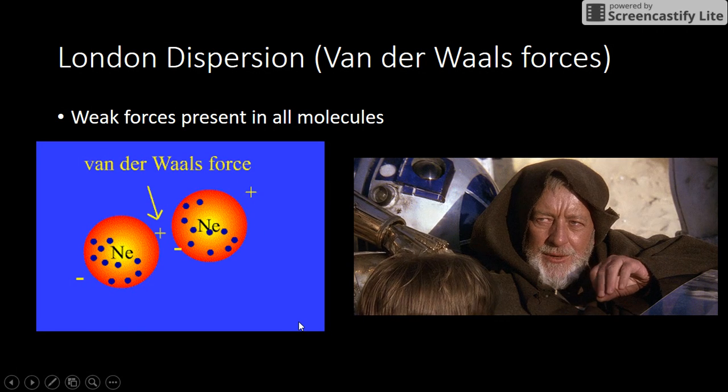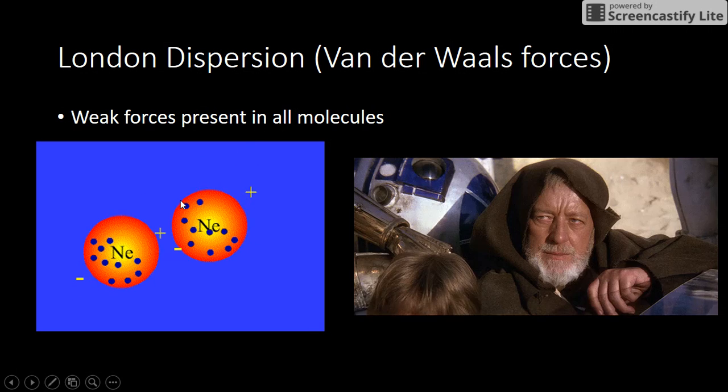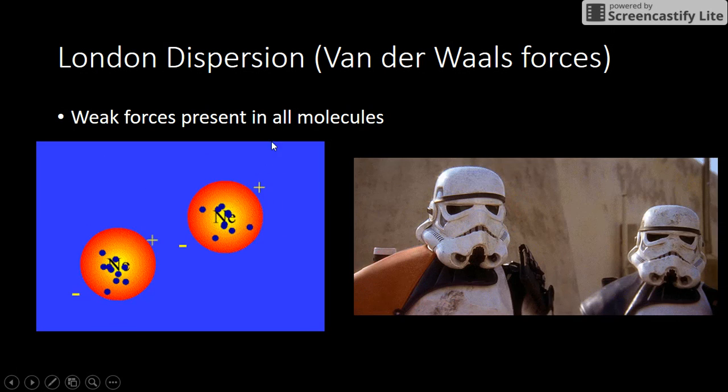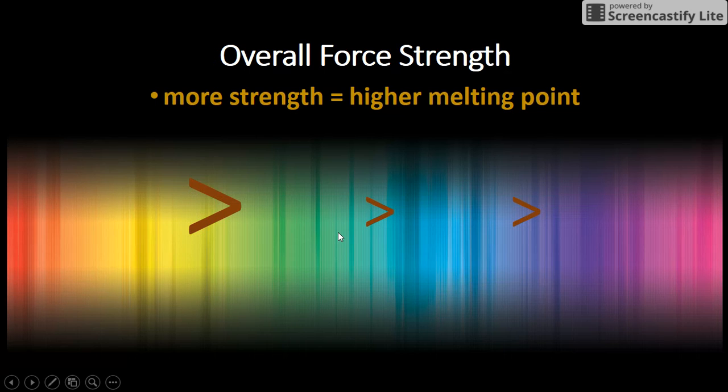So it's a very weak force. It's present in all molecules. It's called a van der Waals force or a London dispersion force. That's the logic of it. I'm not a huge fan of this one. But anyway, the point of all this is that ionic and metallic bonding is very strong. That does not happen in molecules. It happens with ionic compounds or metals.